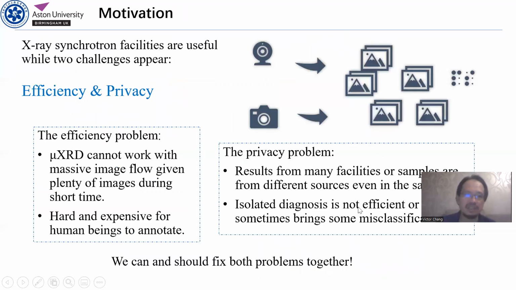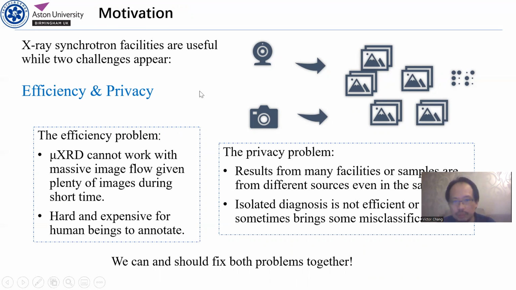Then the motivation is that X-ray synchrotron facilities are useful, while two challenges appear: although they are highly efficient and achieve our goals, there are two issues, efficiency and privacy. The efficiency problem means that micro-XRD cannot work with a massive image flow, with plenty of images arriving during a short period of time. It cannot cope with this. And of course, it's hard and expensive for human beings to annotate, because you have to verify one by one. It is a laborious and time-consuming process.